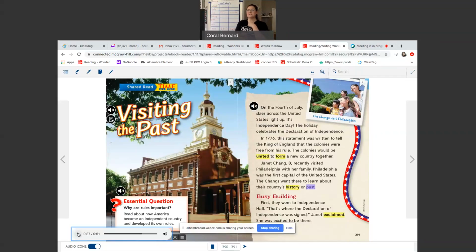Our third word is history. Listen to the sentence again to see if you can figure out what word is your clue. The Changs went there to learn about their country's history or past. Which word tells me what history means? The Changs went there to learn about their country's history or past. If you said past, you are correct. History is in the past. It already happened. So let's write that on our vocab sheet. History. In the definition column, I'm going to write past. And I'm also going to write it already happened.